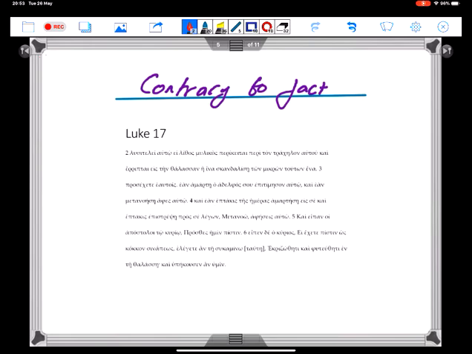Contrary to fact ones aren't terribly common. A good passage to read for these is Luke 17, verses 2 and following, because actually you get a whole range of conditional types here. First of all, you have ei and an indicative. This is a basic one. Then you get ean and a subjunctive. You've got an indefinite, followed by ean and another subjunctive, and yet another one.